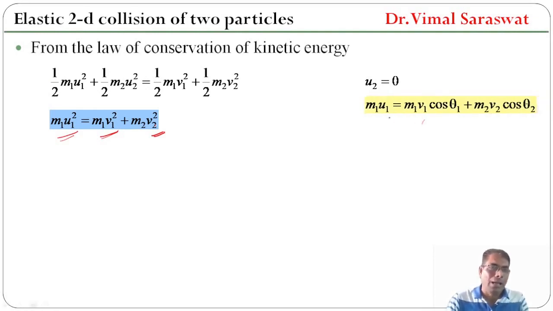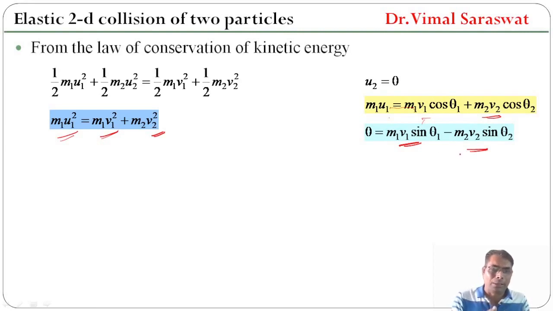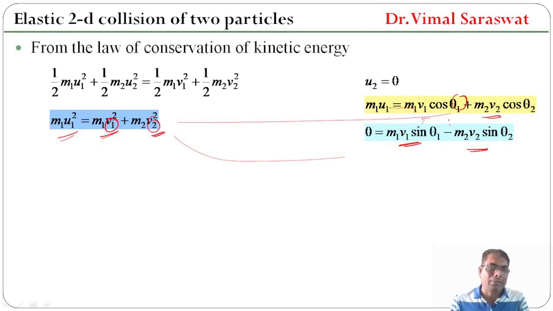Now m1 u1 equals m1 v1 cos θ1 plus m2 v2 cos θ2, and 0 equals m1 v1 sin θ1 minus m2 v2 sin θ2. So here we have three equations and four unknown quantities. What are the unknown quantities? v1, v2, θ1 and θ2. So we have only three equations with four different unknown quantities.